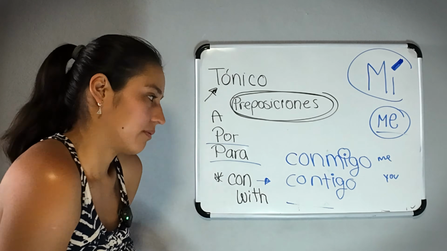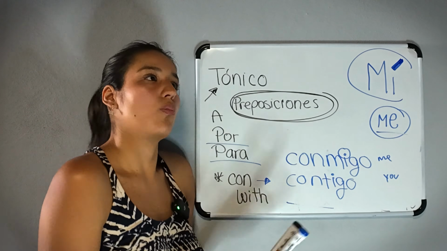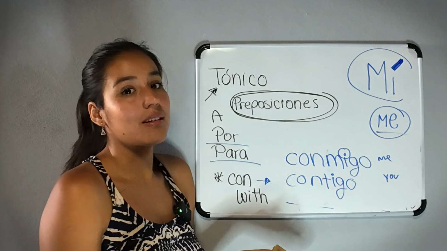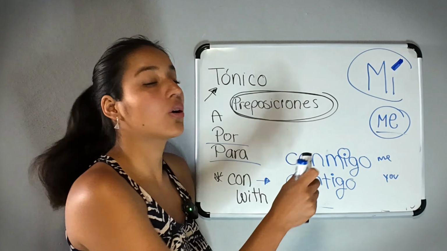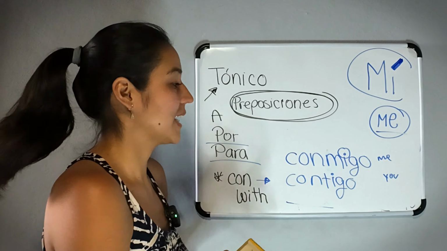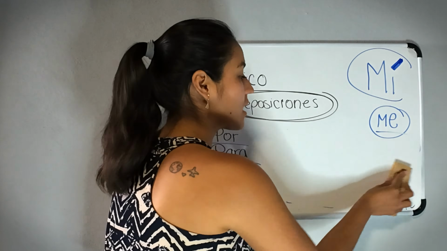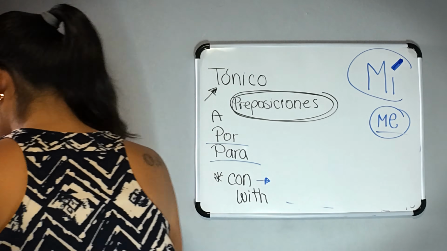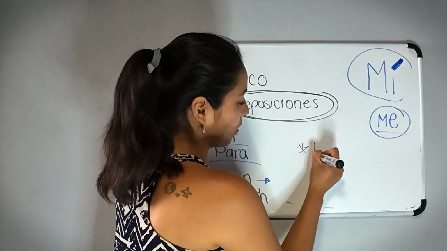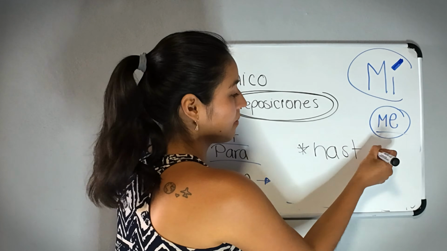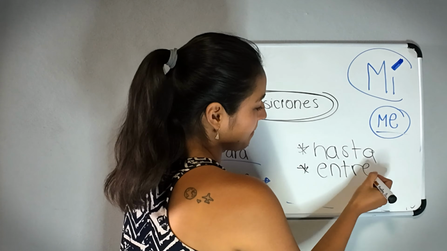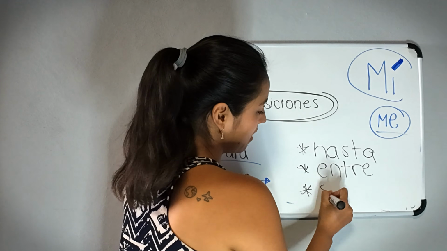And so remember, if you want to ask someone, do you want to go for dinner with me? ¿Quieres ir a cenar conmigo? No con mí. Conmigo. Yeah? And another thing you have to know. We have 3 exceptions talking about prepositions, and one is going to be hasta, the other one is going to be entre, and the other one is going to be según.